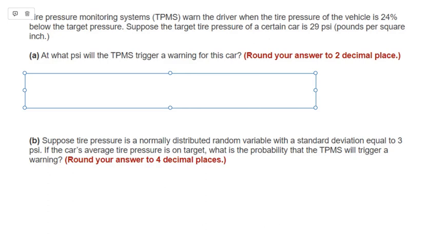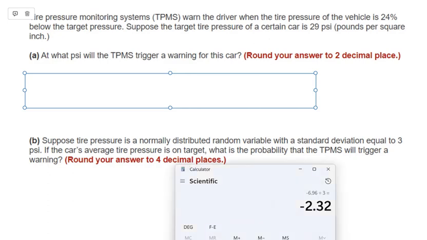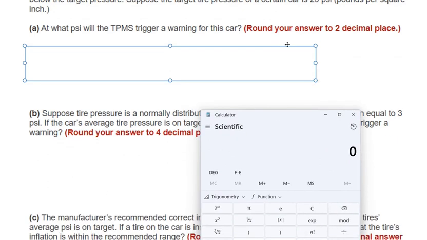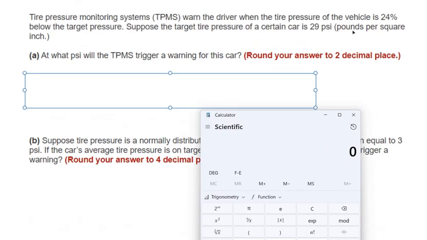So the target tire pressure is 29 psi, and they said, what is this? The 24%. It's a warning if we're 24% below the target. So part A says, what's the psi that's going to trigger a warning? All we have to do is find out 24% less than 29.